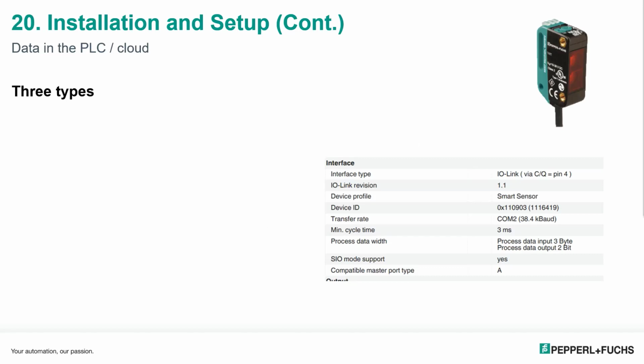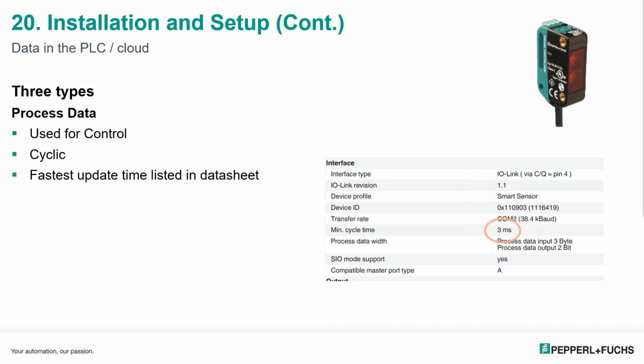So now we're in the PLC and your sensor is configured. Let's talk a little bit about what kind of data you get in your PLC or in the cloud, and how fast you get it. The first is process data. Process data allows you to control your system. This is cyclic, which means it's updated at a regular pattern. That pattern is basically the minimum cycle time, or the cycle time defined by the communication between the IO-Link master and your IO-Link device. The data sheet actually shows you what the fastest cycle time is. The actual cycle time is defined by the master, but either way, super fast.